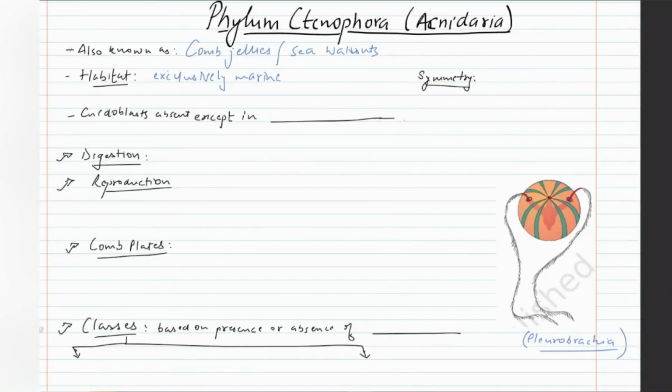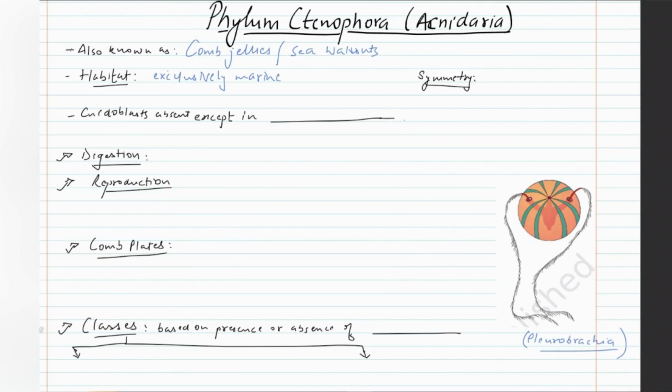In the previous video, we had discussed phylum Coelenterata, and in this video, we are going to discuss phylum Ctenophora. Phylum Ctenophora is sometimes also known as phylum Acnidaria due to the absence of cnidoblasts or stinging cells. This phylum is sometimes also known as comb jellies and sea walnuts. Talking about their habitat, these animals are exclusively marine, which means that there are no freshwater members.